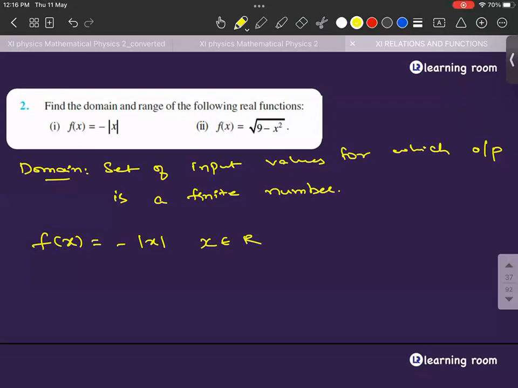Yes, sir. But how do we find the range? So what is range? It is the set of all output values. So forget the minus sign, okay? If it was only modulus of x, according to the definition, if I substitute any real number, what will the output be? It will be a positive number. So a positive real number. Am I right?